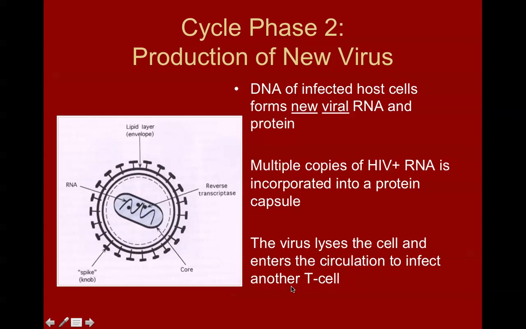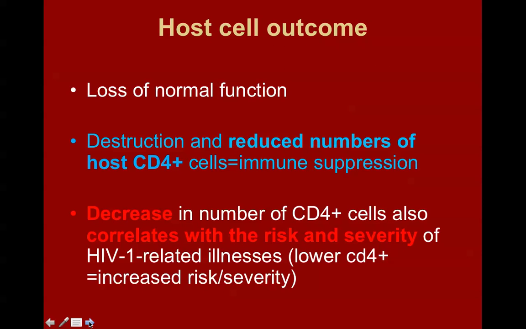So it's now been lysed, is out into the circulation, infects another T cell by injecting double-stranded RNA, which is changed again to single-stranded DNA through the reverse transcriptase process and enzyme. So that's that in a nutshell.